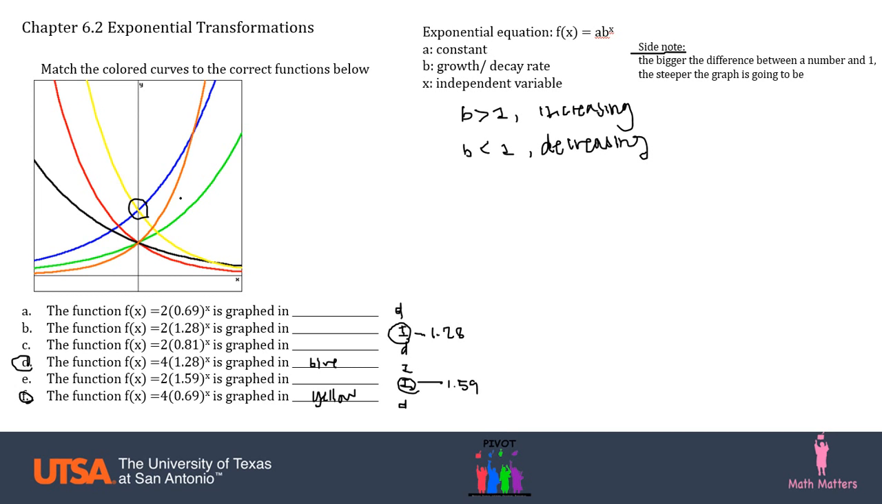So if you look on the graphs, there's only two lines that are increasing. You have the green or the orange. Because orange is steeper, we know that E is going to be orange. And B is going to be green.